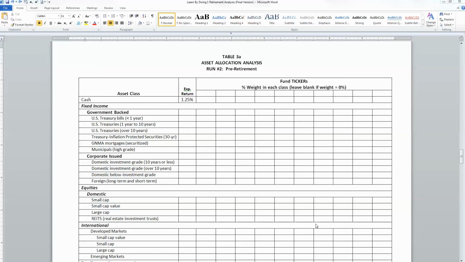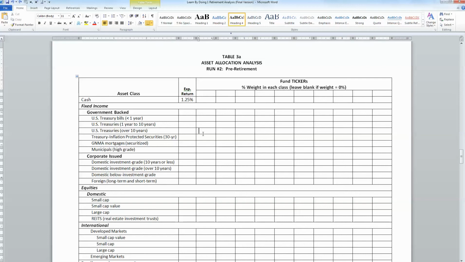Now it's time to gather the data that we're going to need for predicting our pre and post retirement returns for the second run. I've opened the instruction sheet and scrolled down to table 3A, which is my pre-retirement asset allocation analysis. I've made some minor changes, but I think they'll help you. I will post the updates to the website in a little bit.